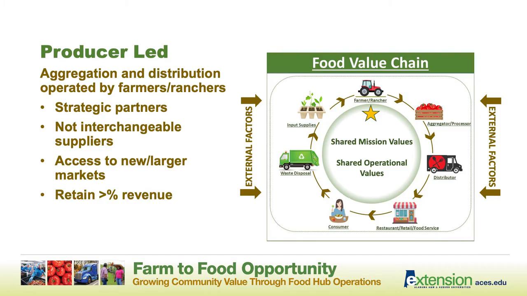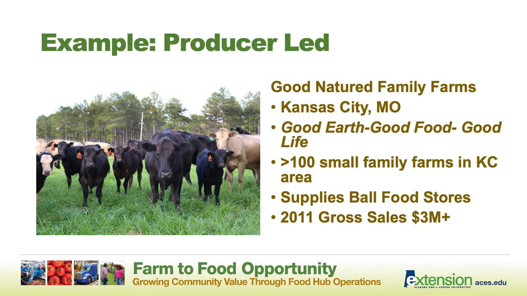Farmers who participate in a food value chain approach can access new markets and often retain a higher percentage of revenue. Good Nature Family Farms sells hormone and antibiotic-free beef to Ball Food Stores, Hen House Markets. This example of a producer-owned and operated cooperative food hub operation is Good Nature Family Farms located in Kansas City, Missouri. The tagline for the hub operation is Good Earth, Good Food, Good Life.